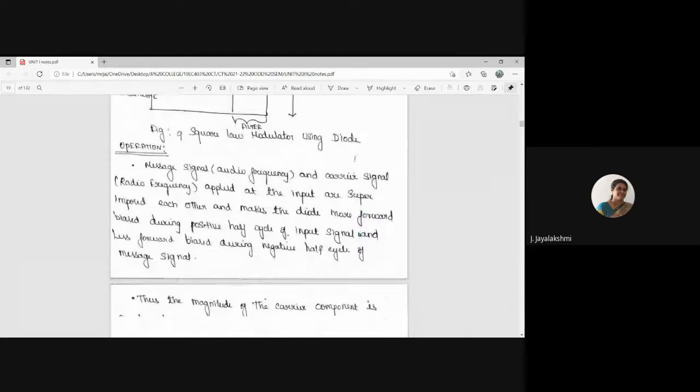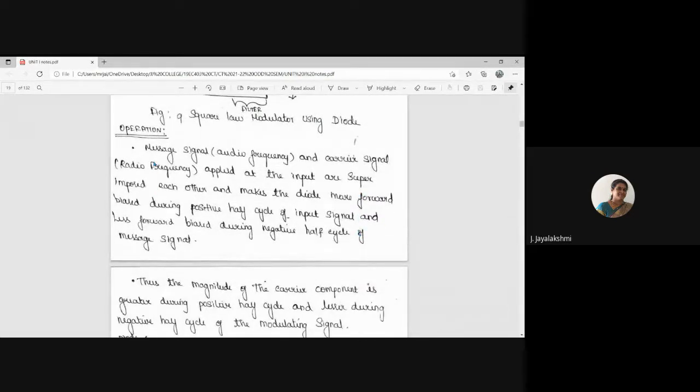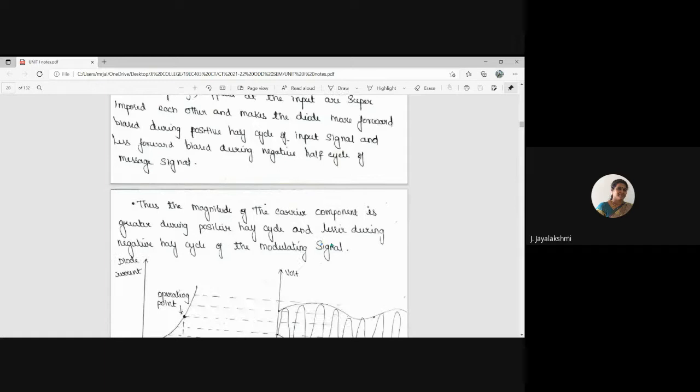So how this behaves is, you apply the message signal and the carrier signal as the input, and they are superimposed on each other and make the diode more forward biased. It is going to be more positive. So the diode is more forward biased for the positive half cycle of the input signal and less forward biased for the negative half of the input signal. Thus the magnitude of the signal component is greater during the positive half cycle and less during the negative half cycle, and this results in the modulating signal.